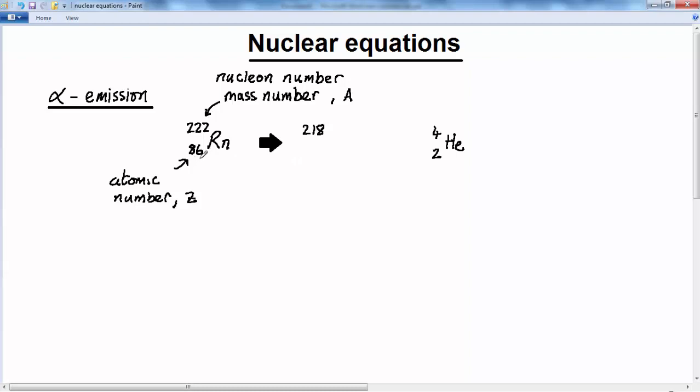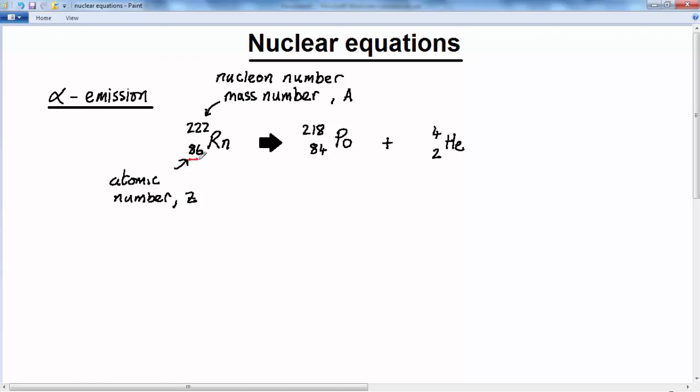And to identify that element, we need to look at what happens to the atomic number. This time it's going to go down by 2, so we're going to get 84. We look on the periodic table and find out that what we've got is polonium. So polonium 218 plus your alpha particle. What is important here, and this is the thing we need to emphasize with all these nuclear equations, is that these numbers must add up.